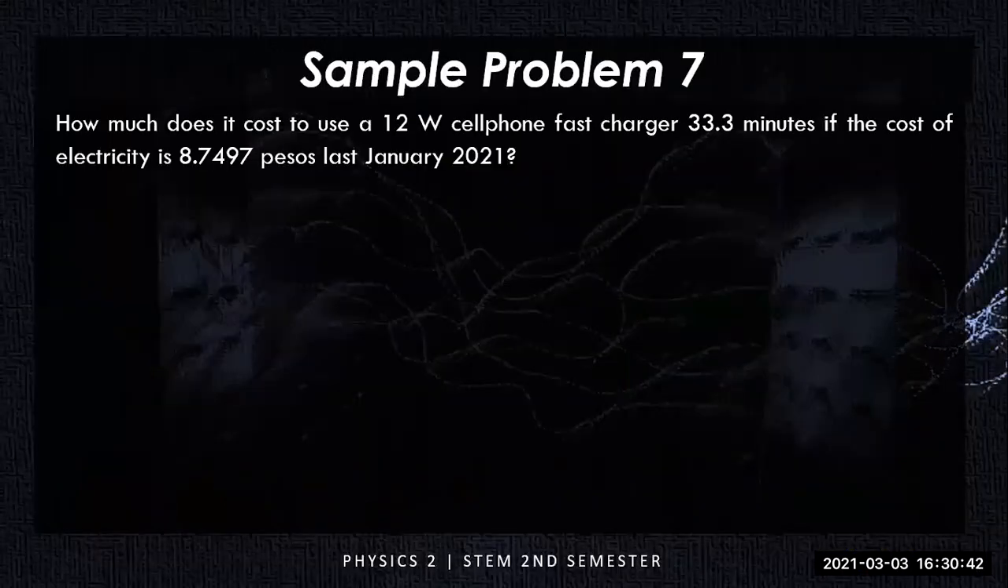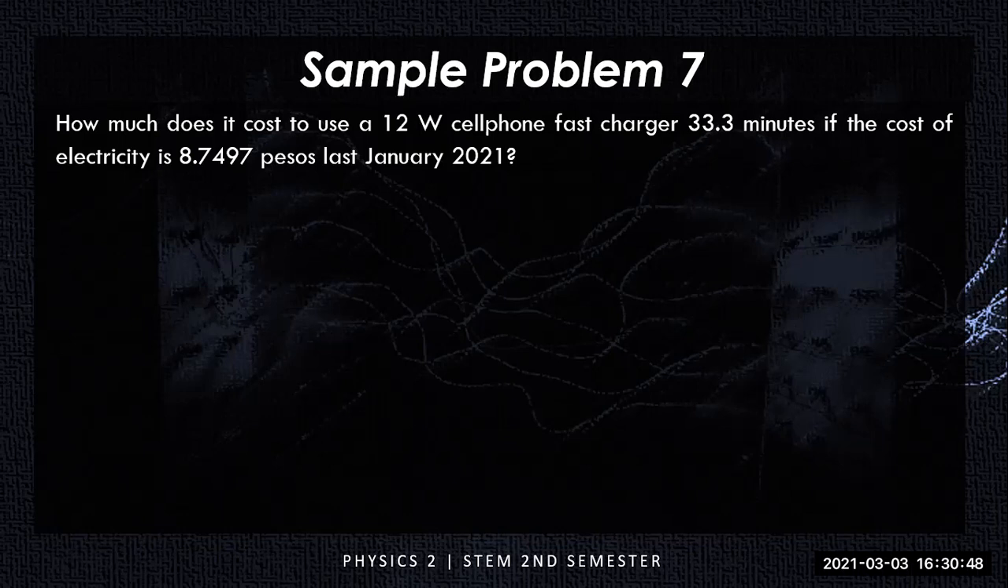Okay, for example, a typical charger is 12 watts. To identify the wattage of your cell phone charger, you can try it on your own: find the voltage and the current. Here, we just assume that the voltage is 5 volts and 2.4 amperes, I think, or 2.1. So we use 12 watts, and we use it for 33 minutes to charge it to 100%. Now, last January 2021, the rate per kilowatt hour is 8.7497 pesos.